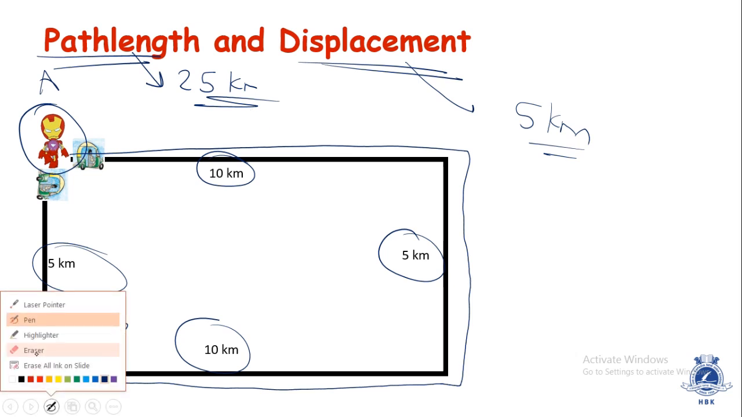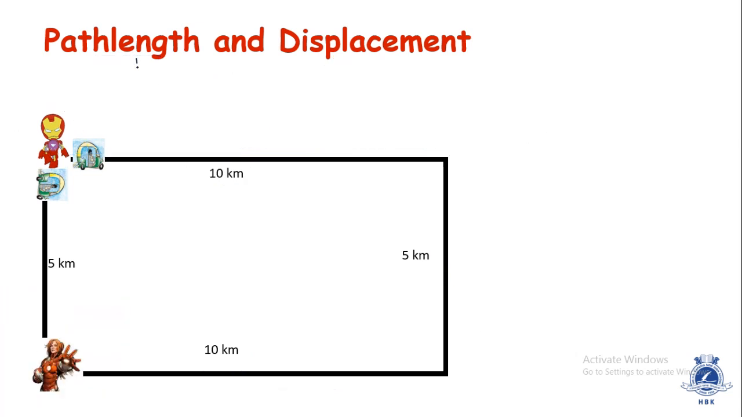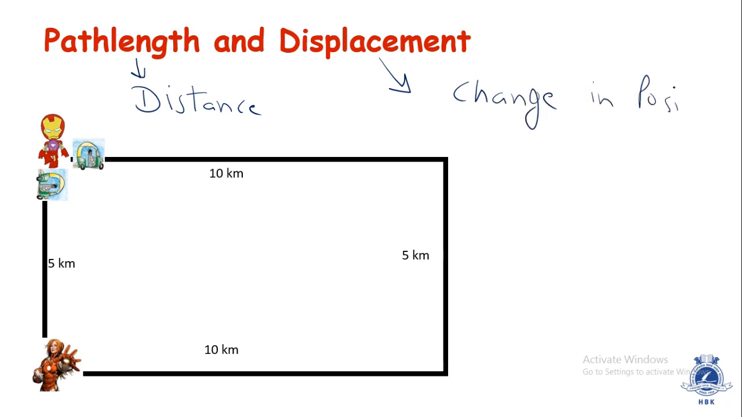Let me write, it is a very important thing. Sorry, path length is not called displacement, path length is called distance. I'm very sorry. Path length is also called distance, and displacement is also called change in position. For this particular case, the distance covered is 25 kilometer, and the displacement is 5 kilometer.